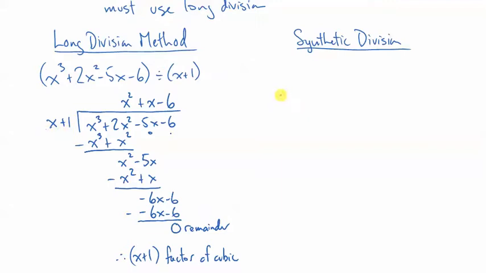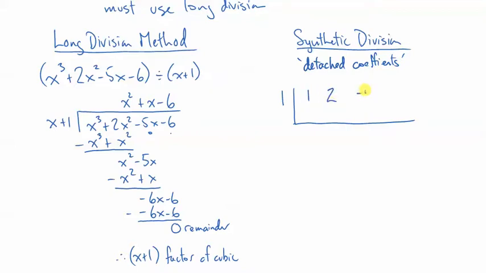So with synthetic division, I'll take advantage of that knowledge, and I won't even bother writing the x plus 1. I'm going to just remove that and only look at the coefficient. What I'm going to do generally is called detached coefficients. I'm only going to look at the number part. I have 1x cubed, I have 2x squareds, I have negative 5x to the 1, and I have a negative 6.